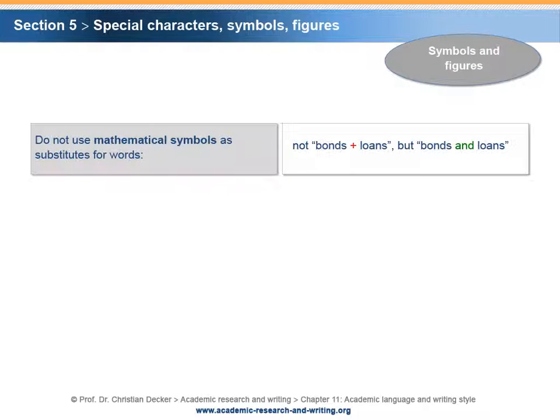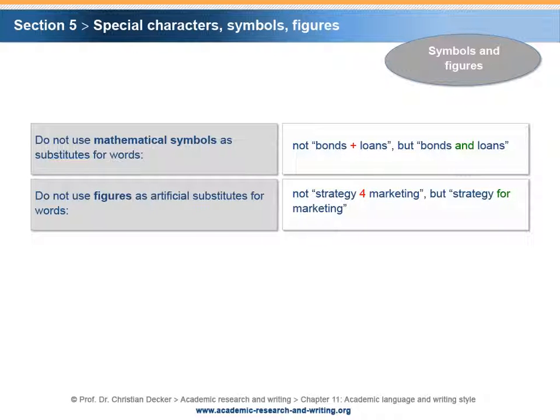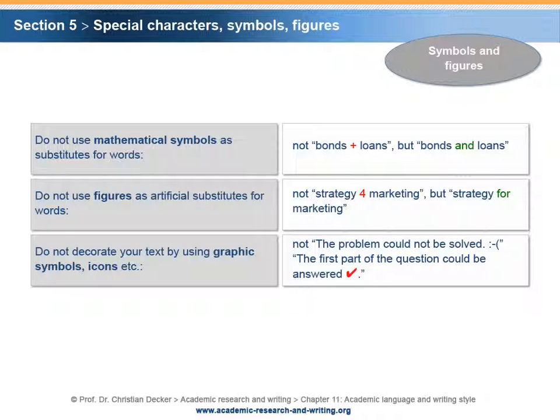Do not use mathematical symbols as substitutes for words. For example, not "bonds plus loans," but "bonds and loans." Do not use figures as artificial substitutes for words. For example, not "strategy 4 marketing," but "strategy for marketing." Do not decorate your text by using graphic symbols, icons, etc., as shown in the examples adorned with symbols to express different emotions.